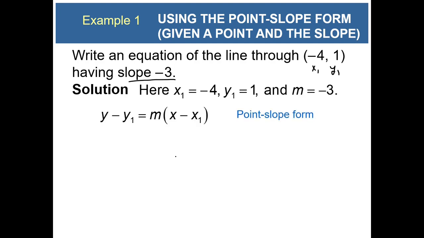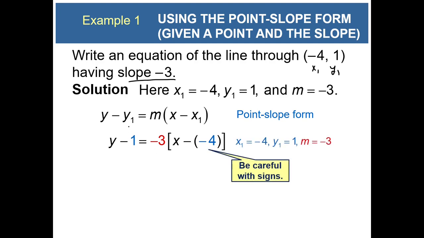We use the point-slope formula. y minus y1 equals m times the quantity x minus x1. And I'm going to plug in the value of y1, which is 1, into the equation. The slope is -3, so we'll plug in -3 for m. And have x minus a -4. That was x1. We plugged in a -4 into the equation.